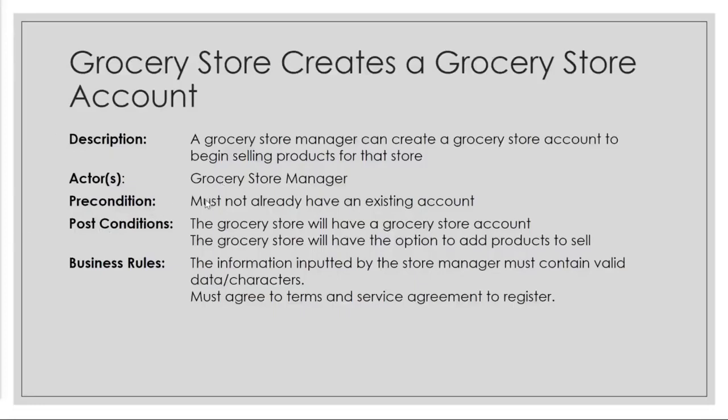The precondition is that the grocery store must not be linked to an already existing grocery store account. Post conditions: the grocery store will have a grocery store account that they can log into, and the grocery store will have the option to add products to sell for customers to order to be delivered. Business rules: the information inputted by the store manager must contain valid data characters. So for example, for the phone number of the grocery store, it must only be numeric digits. Can't have characters in there. And they also must agree to the terms and service to register.